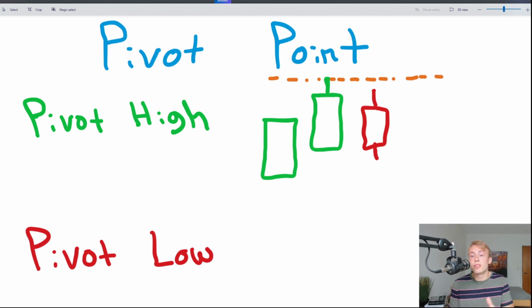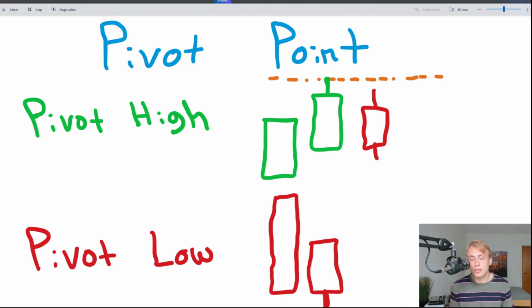A pivot low, on the other hand, is the exact same thing, but the opposite. It is a low that is a lower low than the previous candle, and it also has a lower low than the candle that comes after. So this red candle right here might be our pivot low, something like this. Prior to this one, we might have had a strong red candle, and we might have had a green candle right here after the red one. And the important point here is once again that the lowest point of the middle candle has a lower low than all the previous candles. So this is basically the basics of pivot highs and pivot lows.